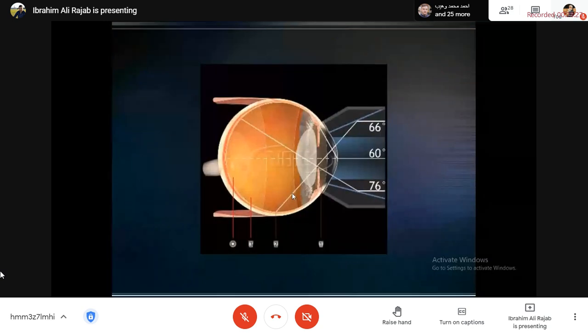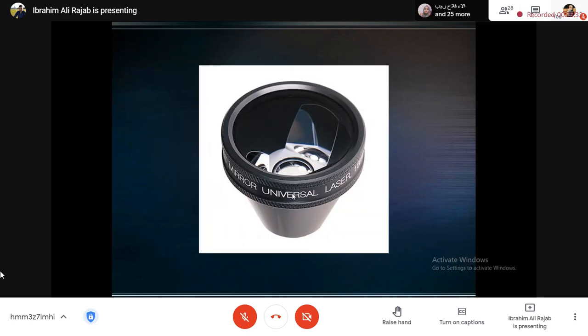To examine all parts of the retina and the extreme periphery of the retina, we should use this special contact lens, which is called the 3-mirror contact lens. For example, if we found a tear or retinal break and we want to apply laser to the peripheral part of the retina, we should use the 3-mirror contact lens.